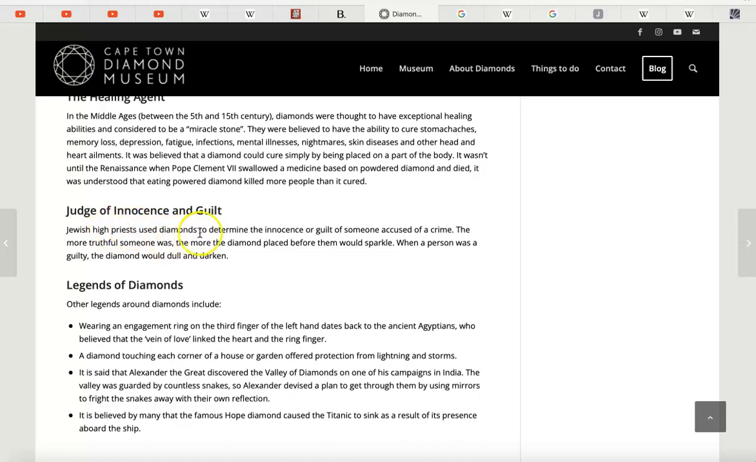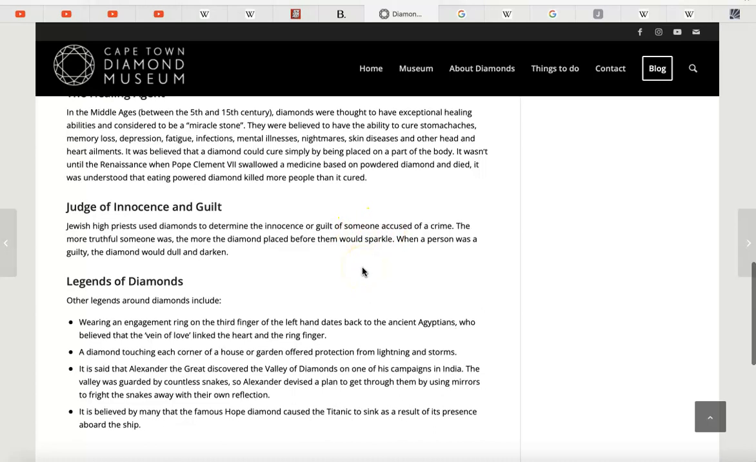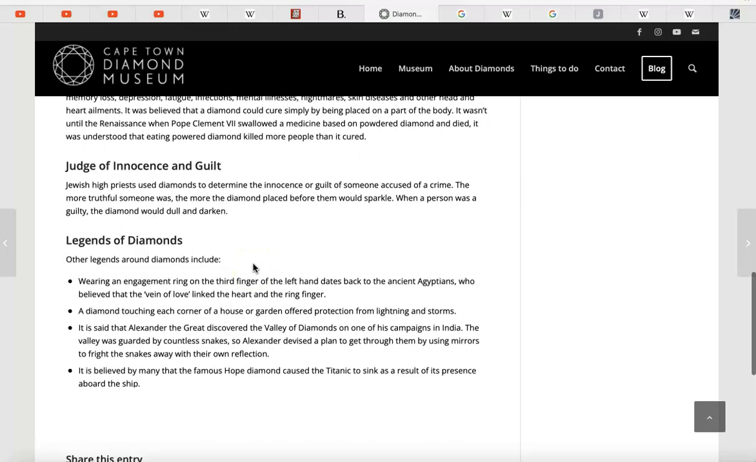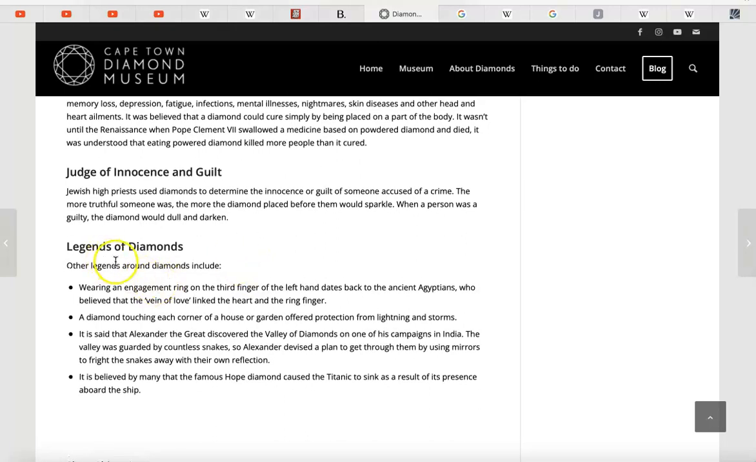Jewish high priests used diamonds to determine the innocence or guilt of someone accused of a crime. The more truthful someone was, the more the diamond placed before them would sparkle. Holy Moses! Oh my goodness! When a person was guilty, the diamond would dull and darken. I didn't know this. This is amazing information. Legends of diamonds. This is about engagement rings.